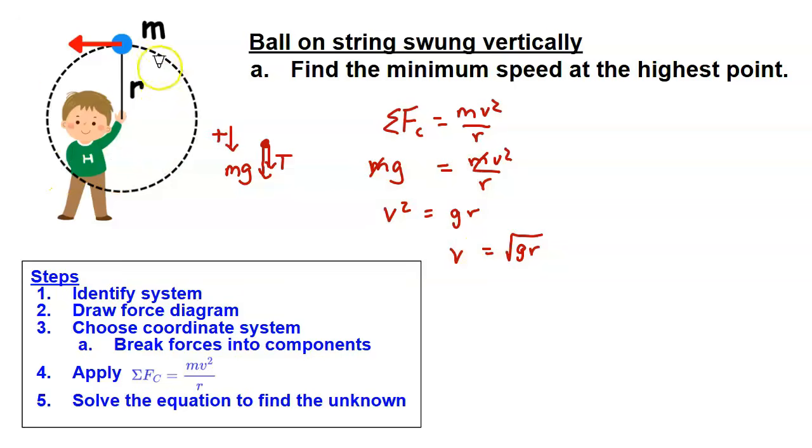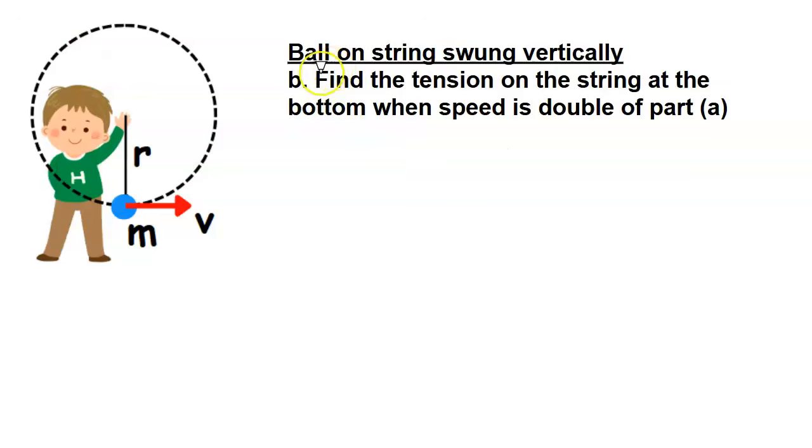Now we're going to look at a problem where the ball is at the bottom of the circle. And now the ball is at the bottom of the circle, and we want to find the tension on the string at the bottom when the speed is double that of part A. So just a reminder, in part A, we found that the velocity, I'll call this v1, is equal to the square root of gr.